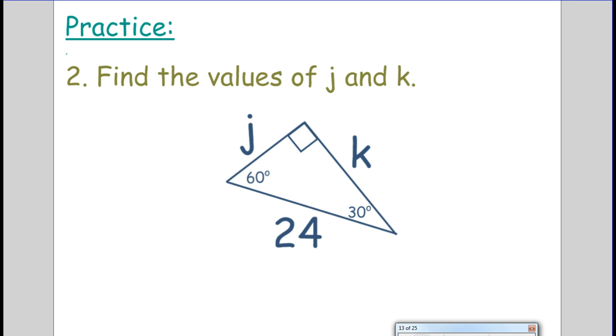I'll keep teaching you, okay? I'll keep showing you how to do it. Try this next one. Add those numbers to your picture and see if you can find the missing sides using x, x root 3, 2x.